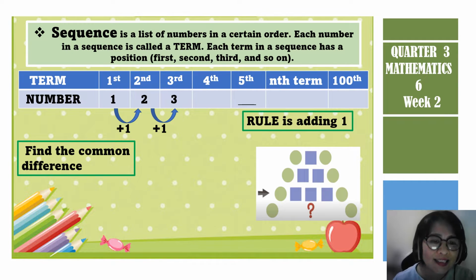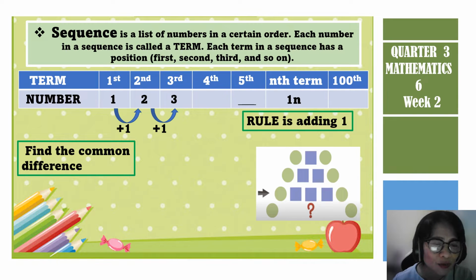So, ilalagay natin dito ang ating rule sa nth term. Nakikita nyo, ang ating rule is 1n. Wala kayong nakikitang operation, magkatabi yung 1 at saka yung letter n na variable. Ibig sabihin yan, multiplication ang gagawin natin.